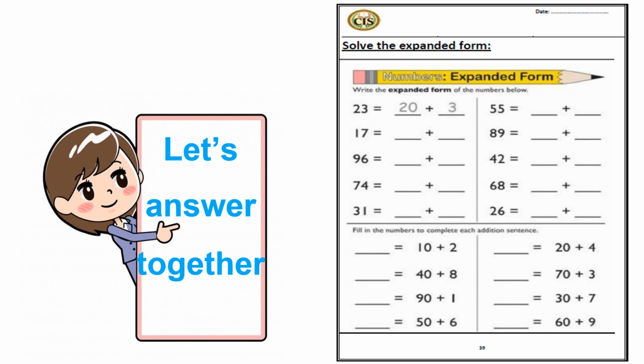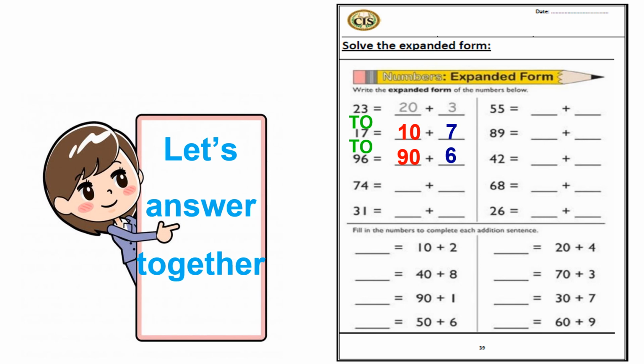Here, solve the expanded form. Let's solve together. I have here 23 equal what plus what equal 23. 20 plus 3 equals 23. Here, 17. First, I must write the houses. One sentence. So, here, 1 is tens, so I will write 1 with 0, and 7 is ones, I will write 7 with no 0. Here, 96. I will write the houses. One sentence. So here, 6 is ones, 9 is tens, 9 with 0, so the answer will be 90.